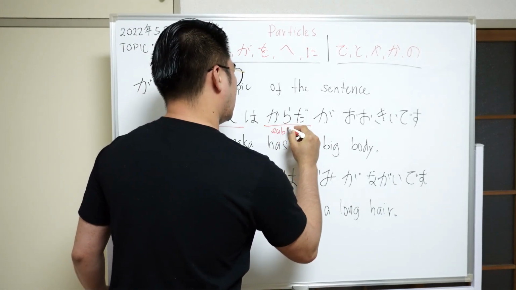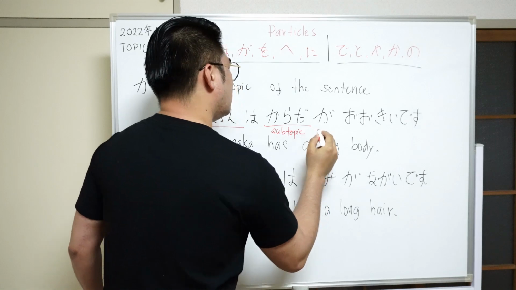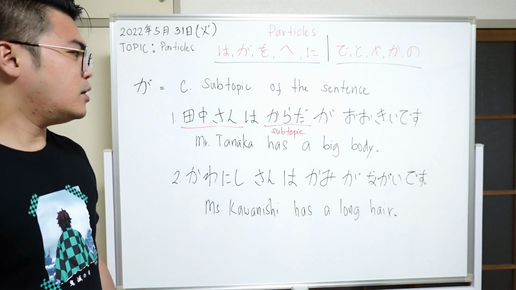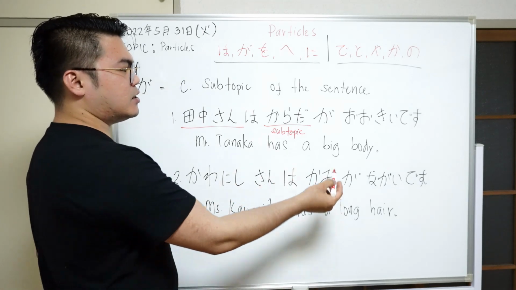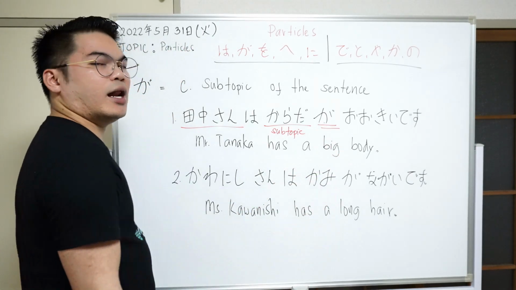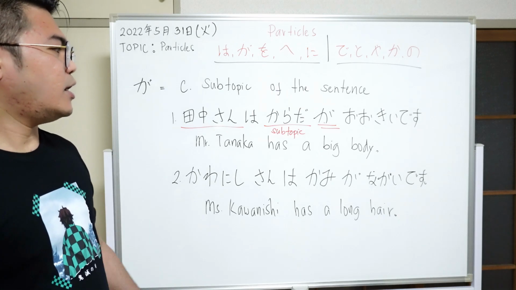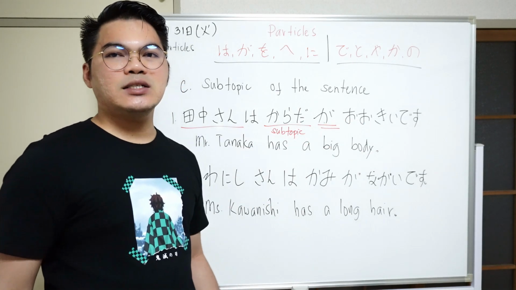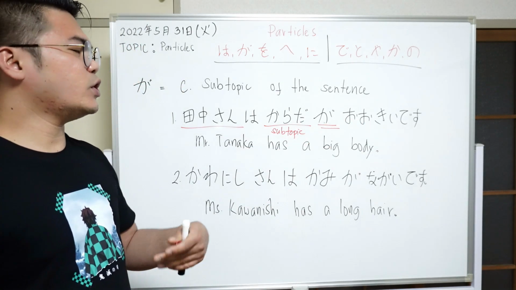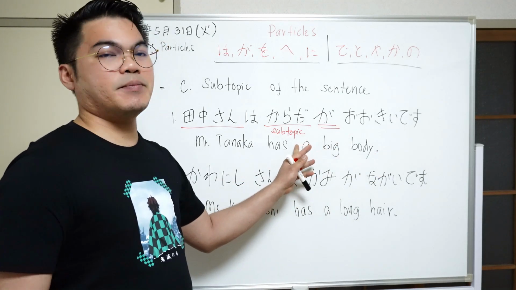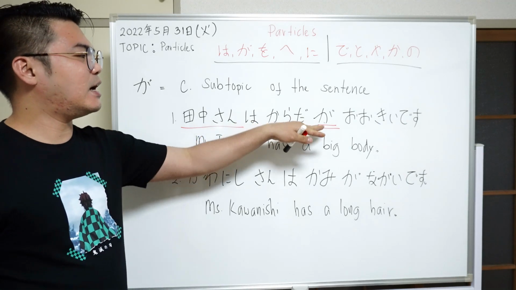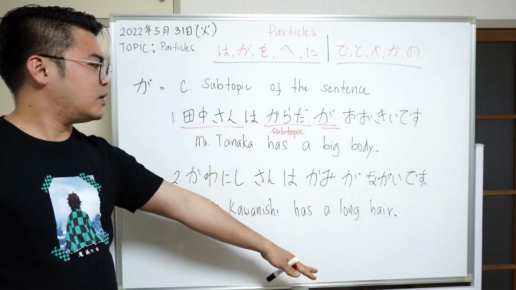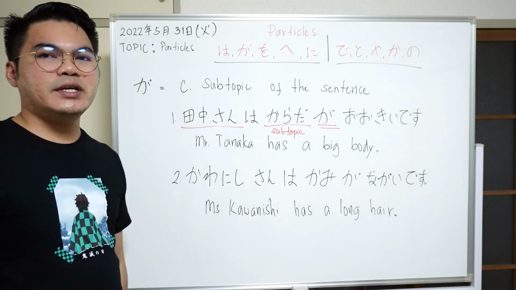This is the subtopic. So for you to be able to indicate the subtopic of the sentence, we use the particle ga here. And in the last part of the sentence, we use the adjective to express the condition of the subtopic. So let's read again. Tanaka-san wa karada ga ooki desu. Mr. Tanaka has a big body.